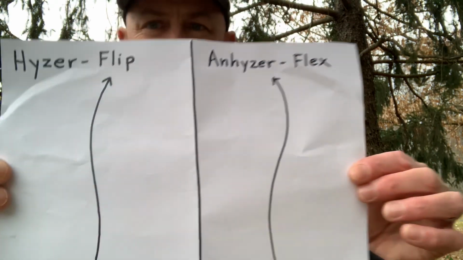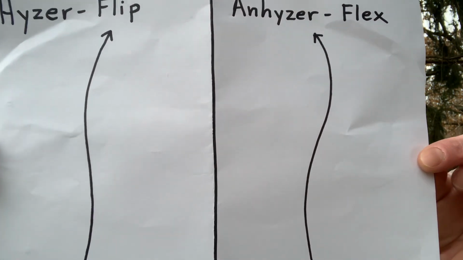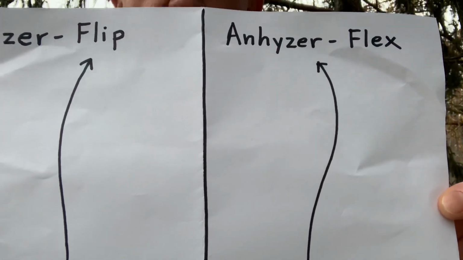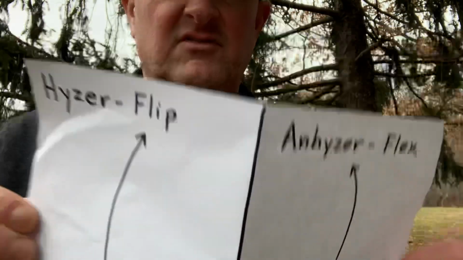Step 7 is going to be two different shots. We are going to look at the Hyzer-Flip and the Anhyzer-Flex shots. All right, looking at the Hyzer-Flip shot first.